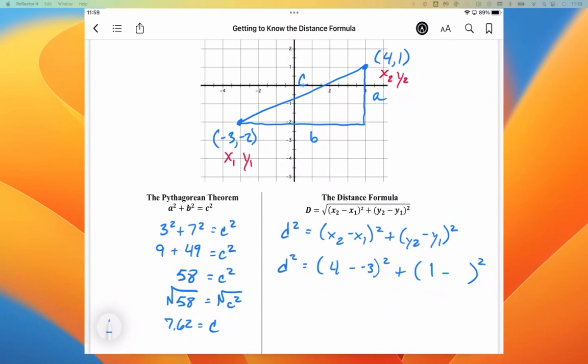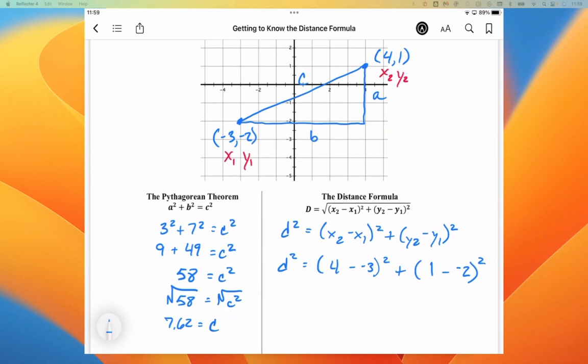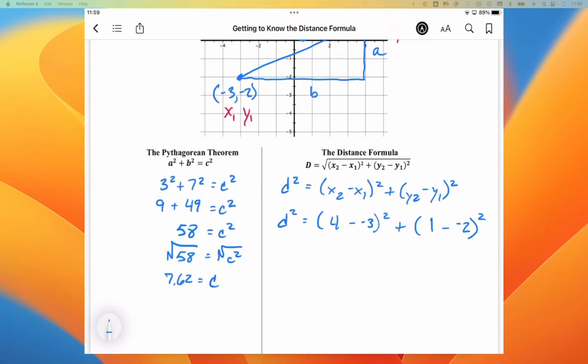And similarly here, we have y2 is 1, y1 is -2. Again, with the double negative, I might have made a mistake and just put 1 minus 2 if I hadn't already had the template put together there. So now d squared is equal to 4 minus -3, which is the same as 4 plus 3, which is going to be 7 squared, plus 1 minus -2, which is going to be 3 squared.